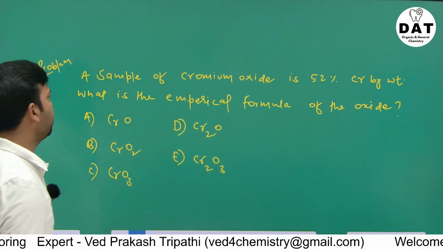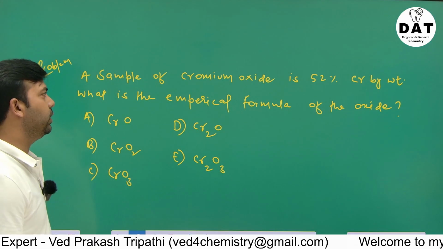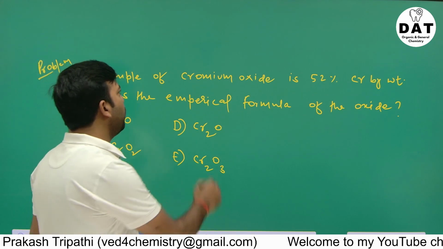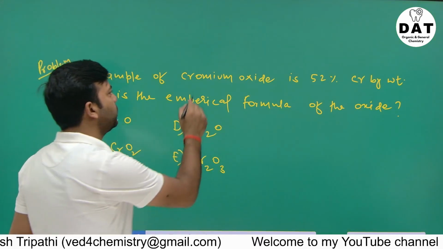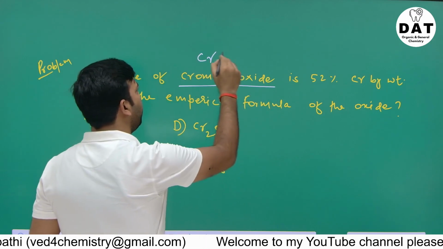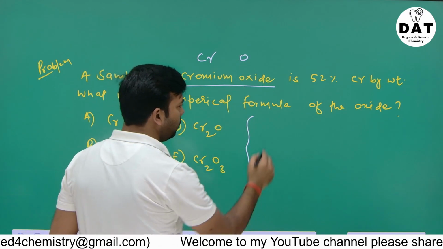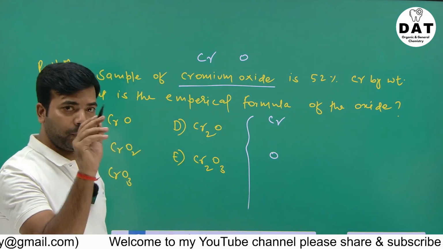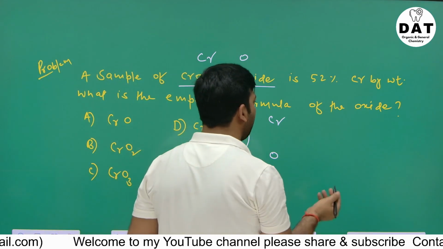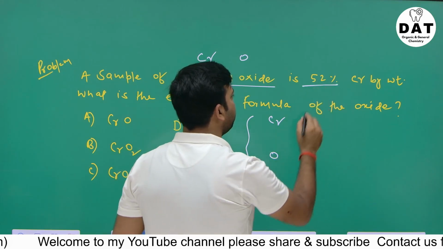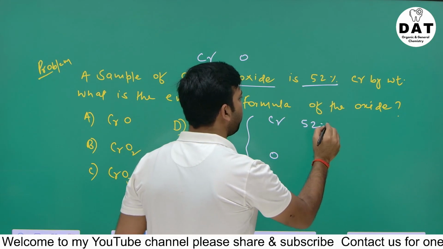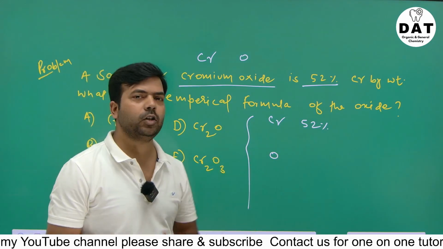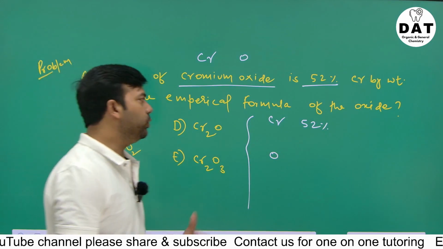Next, a sample of chromium oxide is 52% chromium by weight. What is the empirical formula of the oxide? We all know that chromium oxide has two elements, chromium and oxygen. So we can write down chromium and oxygen here. Now if you look at the table, the percentage means mass percent, or weight. So mass percent is given, 52% is chromium here. If chromium is 52%, what is the remaining percent of oxygen? 100 minus 52, which is 48%.